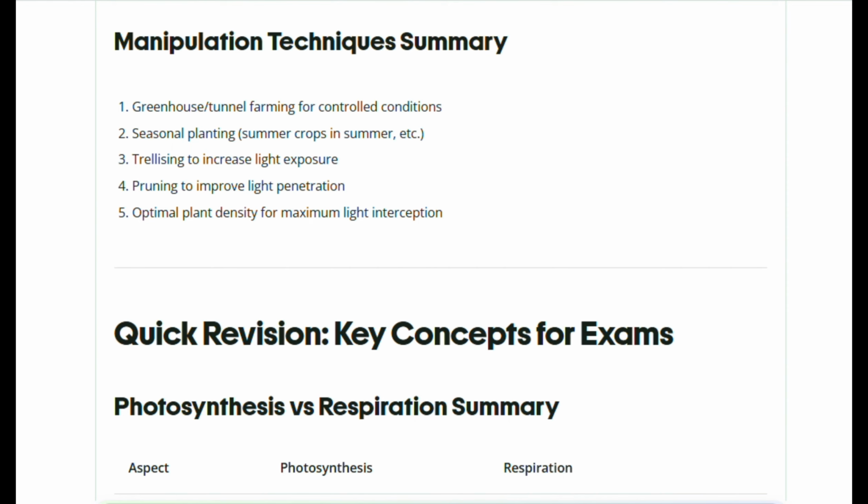4. Pruning to improve light penetration, right? Then 5. Optimal plant density for maximum light interception, right? Quick revision, key concepts for exams. Photosynthesis versus respiration summary. So now we are doing a summary of what we were doing.